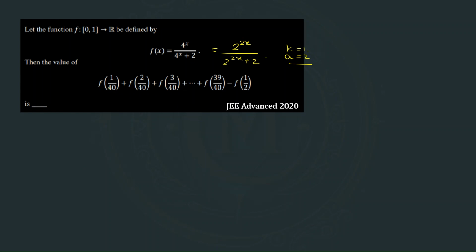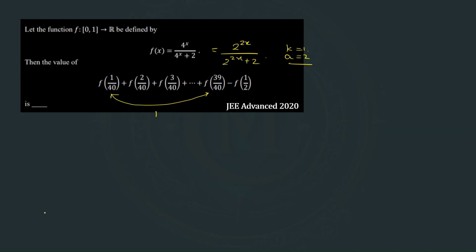Now we notice that f(1/40), if we group with this term, it will be f(1/40) plus f(1 minus 1/40). So they will sum up to give simply k, which is 1. Similarly, you can group this 2/40 and 38/40, and they will give us 1.